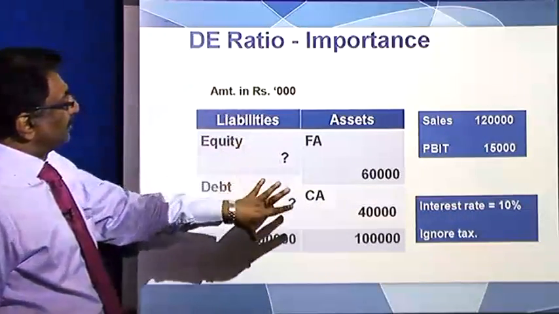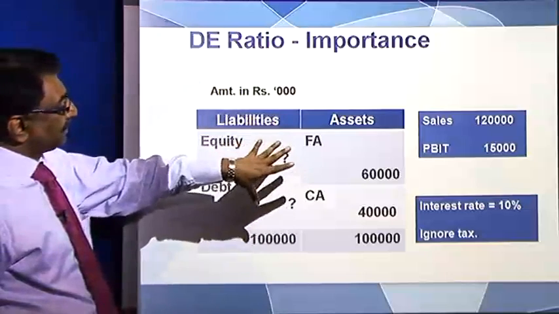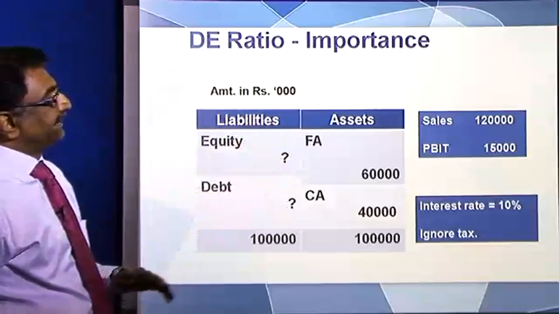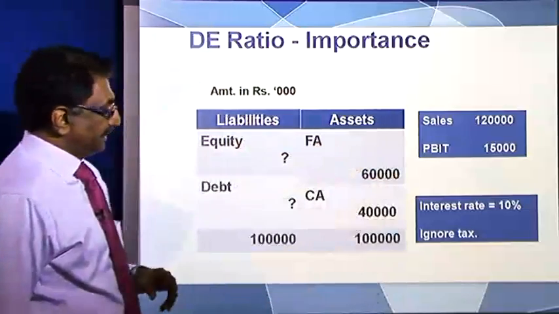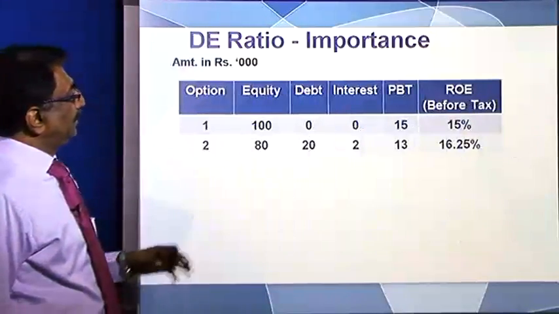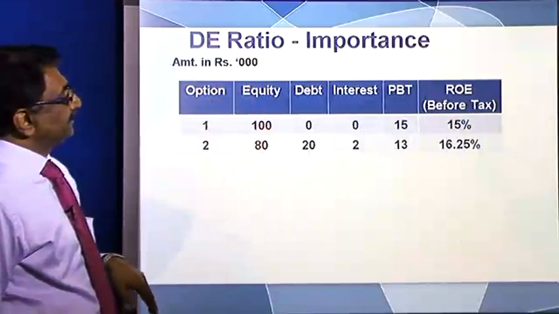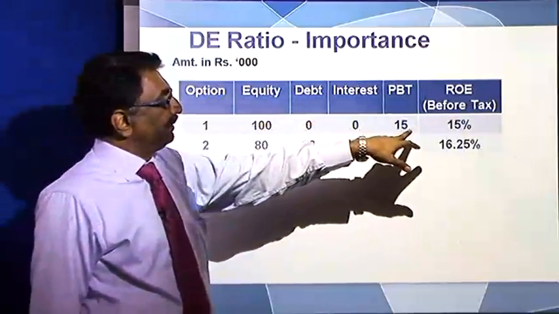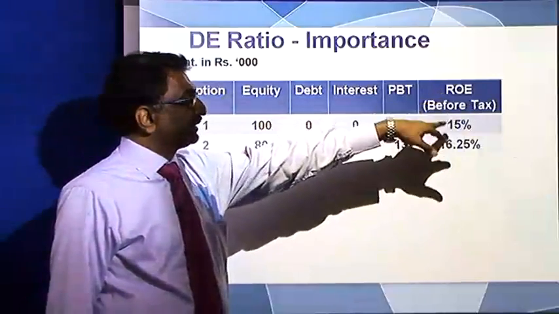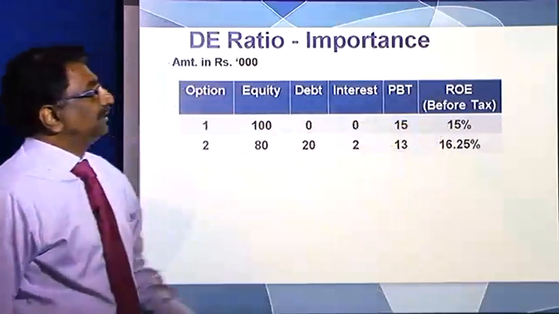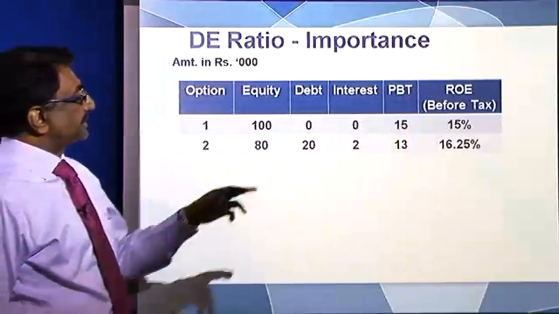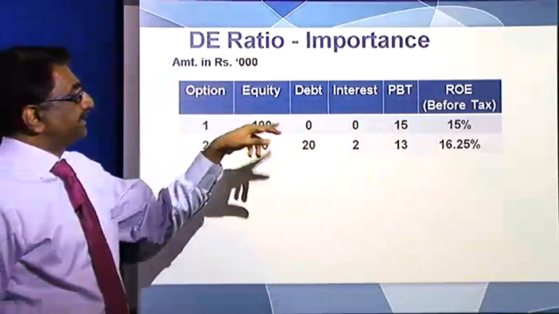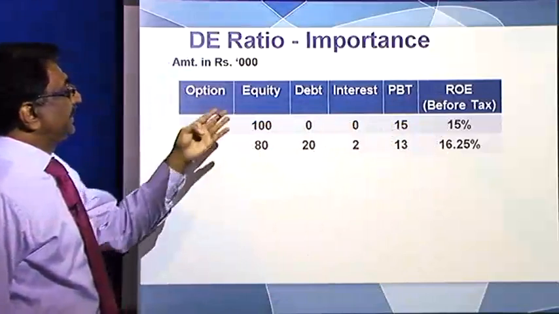So how should the business or company fund? How much equity and how much debt? Let us look at the possibilities now. It could take 100% equity, which is 100, no debt, so interest is 0, and PBT or profit before tax is 15. So the ROE, return before tax, is 15 divided by 100, which is 15%. So 100% is equity.